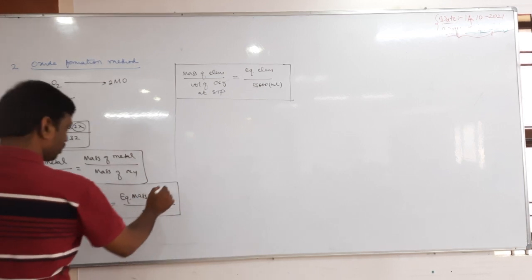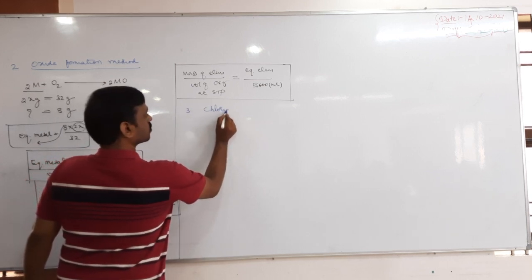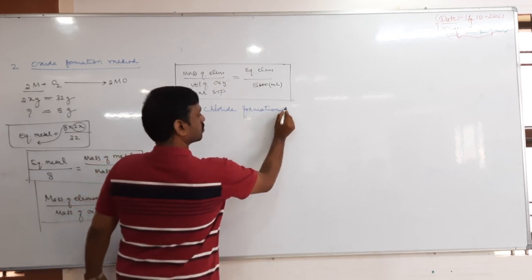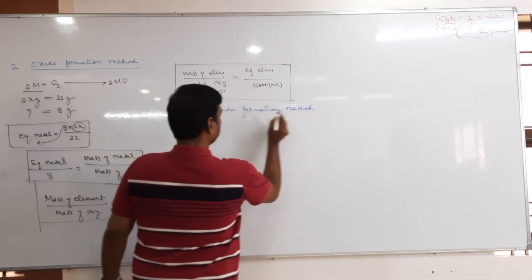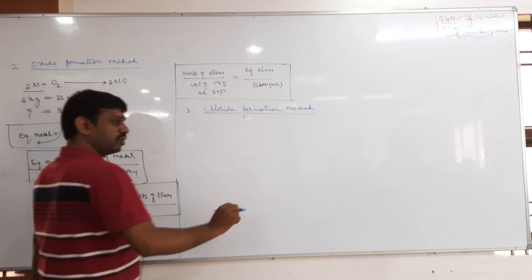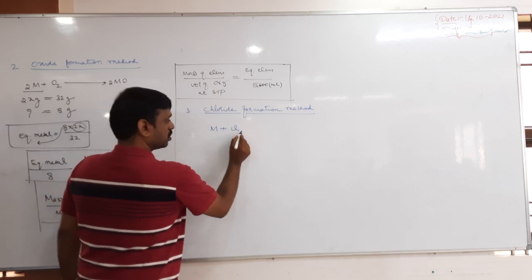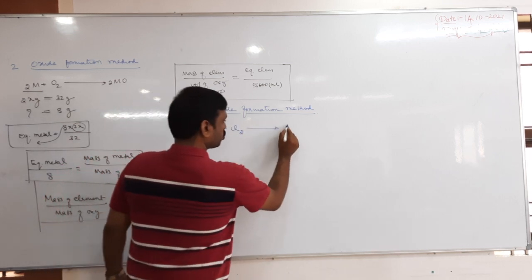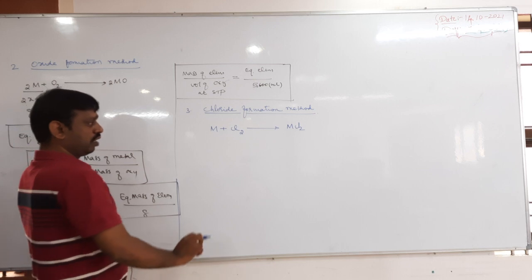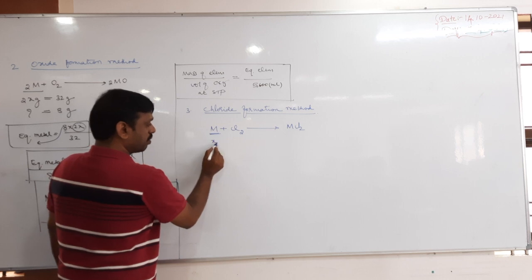Chloride formation method. Okay, in chloride formation method, again it is the same. Let us take an element M combined with chlorine Cl2. It gives rise to, suppose, MCl2. It is already balanced. Now let us take the mass of the element as x gram.